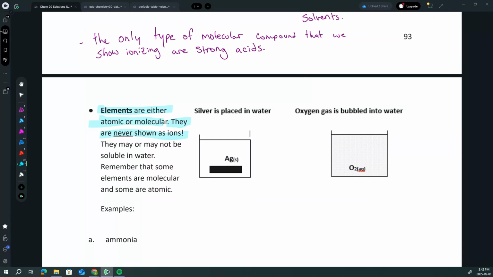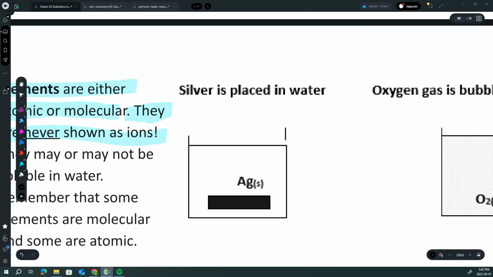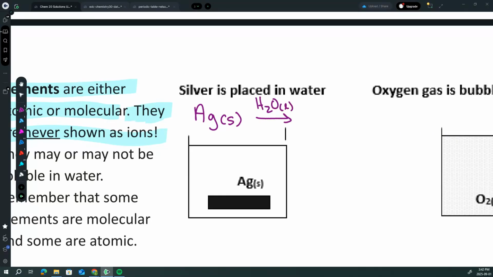Let's write out what's happening here as equations. Silver being placed in water, if you were to just state what entities are present, you just write silver solid. But if you're asked to write the equation, you write silver solid gets put in water. It's still going to be silver solid.